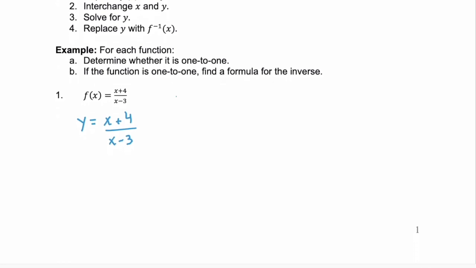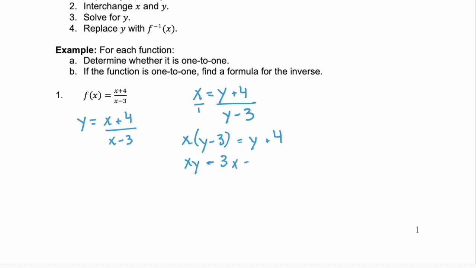Now step 2, we need to interchange our x and y. So x equals y plus 4 over y minus 3. Now let's assume this is x over 1, so we can cross multiply to simplify. So we have x times y minus 3 equals y plus 4. Remember, we're trying to solve for y, so we need to distribute on the left. xy minus 3x equals y plus 4. We want to combine the y's, so let's subtract y from both sides.